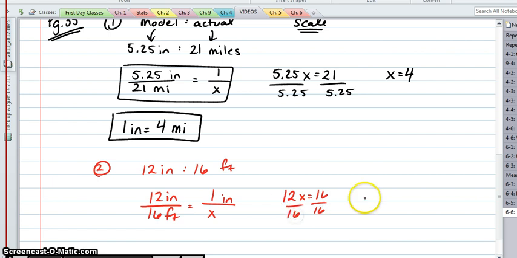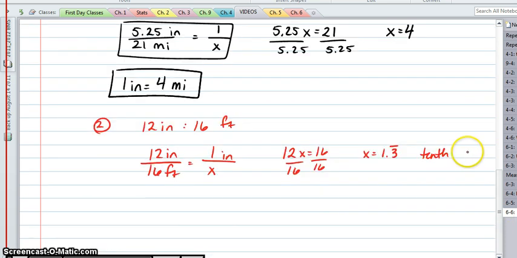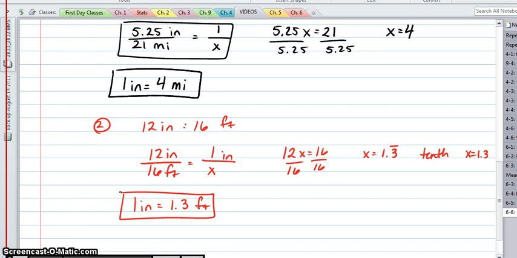And here we'll get a decimal. It goes on forever, 1.3 repeating. Let's go ahead and round to the nearest tenth. So we'll say that x equals 1.3. Now when we set this up, we can say that for every inch on Kevin's drawing, we have 1.3 feet. Okay, so that would be the scale.